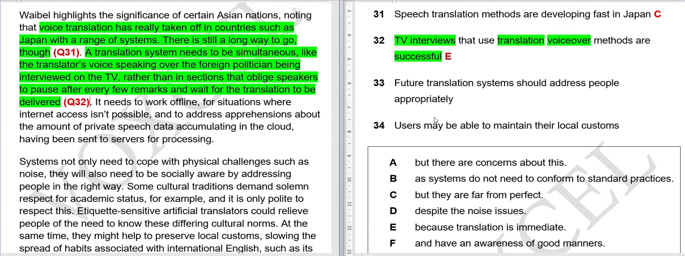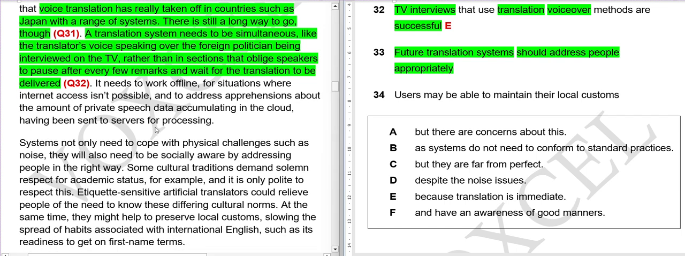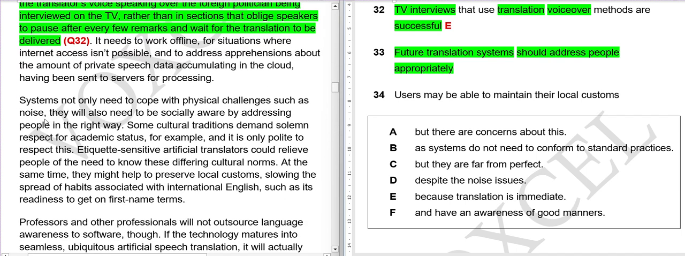Okay, number 33. Future translation systems should address people appropriately. Okay, so they are saying that the future translation systems should address people appropriately. Let's see where the location of this particular question is, where they need to be addressed appropriately. So we will continue reading from here. It needs to work offline. Okay, we have read here, but nowhere is it written appropriately. So we will read from this particular paragraph. Systems not only need to cope with physical challenges such as noise, they will also need to be socially aware by addressing people in the right way. Okay, so there is our location.